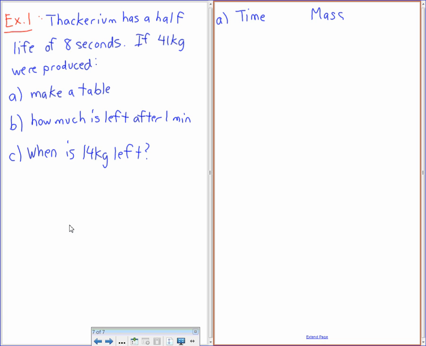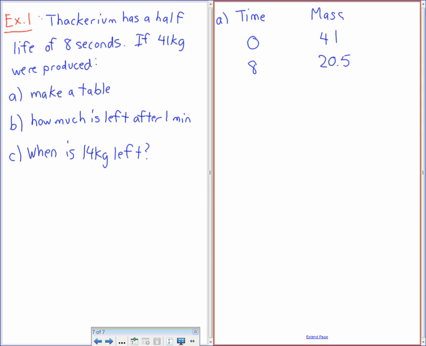On to this time and mass thing. At time 0, how much mass does bacterium have? 41. After 8 seconds. Now, how did I get 8 for my next entry? Why did I put 8 there? That's the half-life, okay? How much mass is going to be left? 20.5. I just want to make sure everyone understands where that 20.5 came from. We're all good? Just dividing by 2, or multiplying by a half, all right?